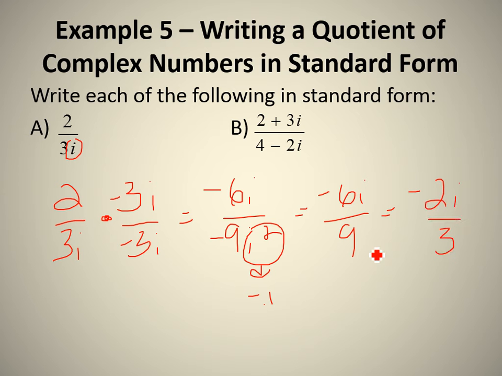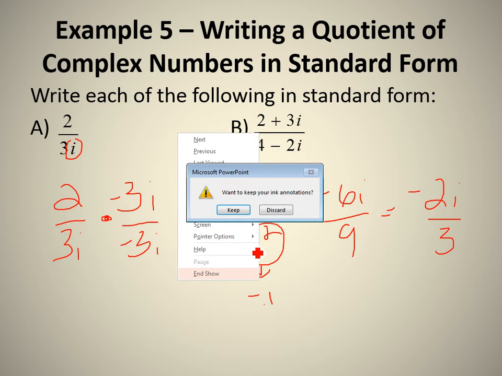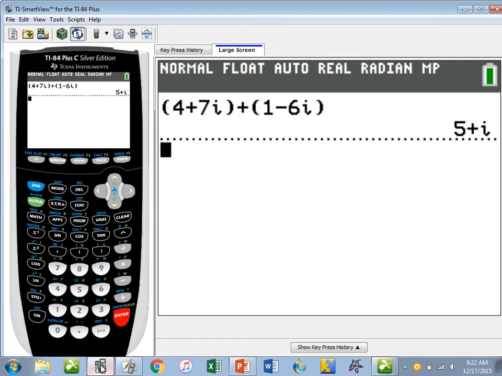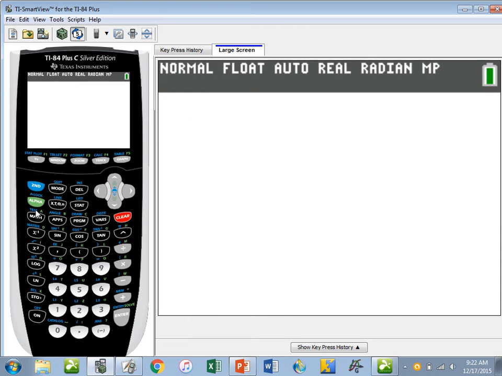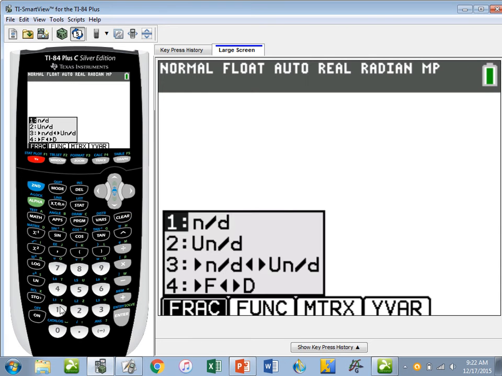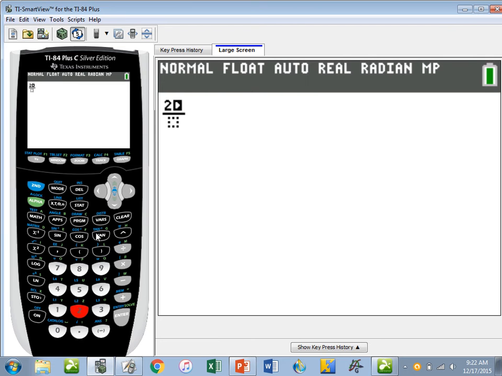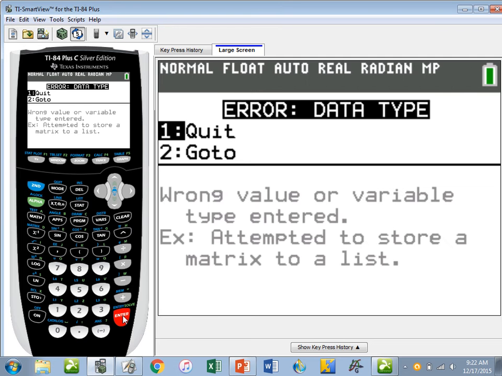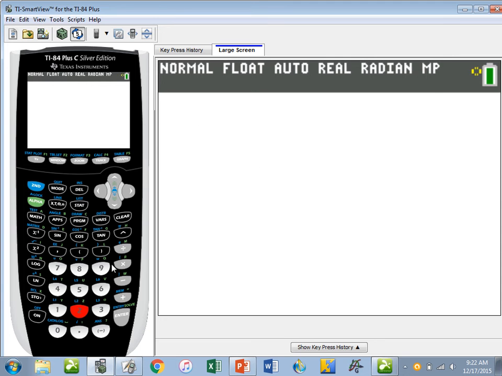So to check your answer to see if you're right here, if I come back to my calculator again, and I put in 2 over 3i, so let me clear this out here and get my fraction key up. So if I put in 2 over 3i, okay, it's not going to let me do that. So let me try it this way. So if I have 2 over 3i, I think I got to put this in parentheses. Let me see if it'll let me do it this way.